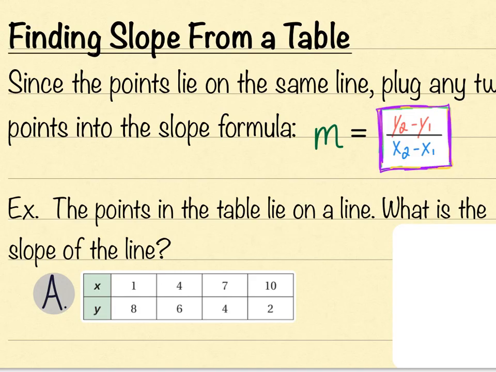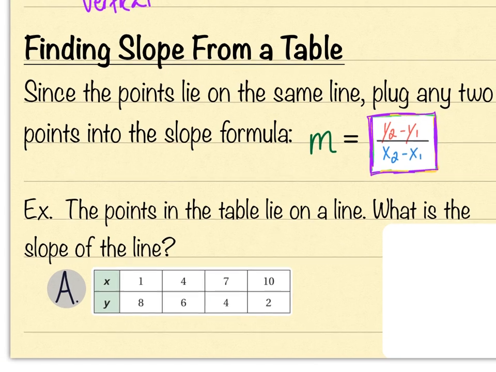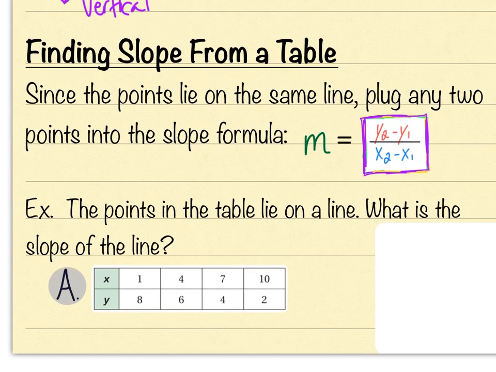So the next thing would be how to find the slope from a table. Since the points on the line lie on the same line, you can plug any 2 points into the slope formula, which we know is y2 minus y1 over x2 minus x1. So when we look at this example, it says the points in the table lie on a line. With this information, remember we can use any 2 points. I could choose the first 2 points, the last 2 points, or the middle 2 points. So why don't we just, right now, choose the first 2 points.